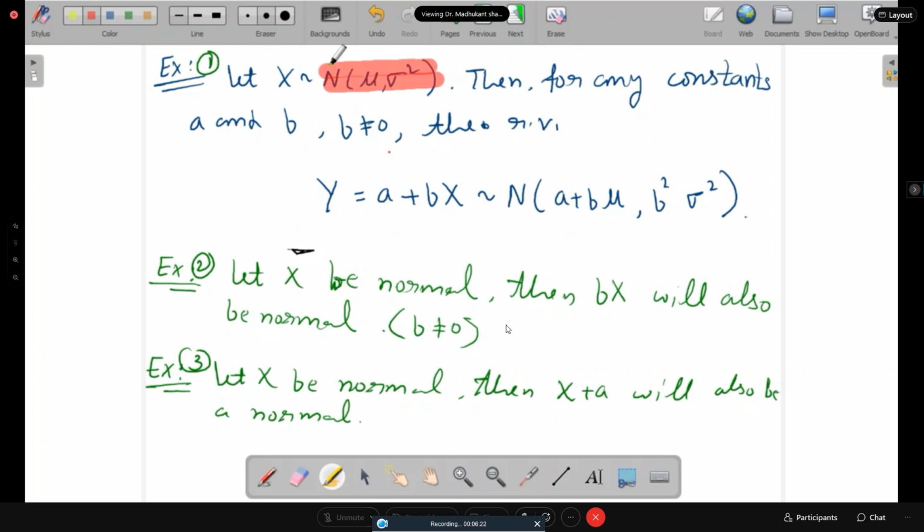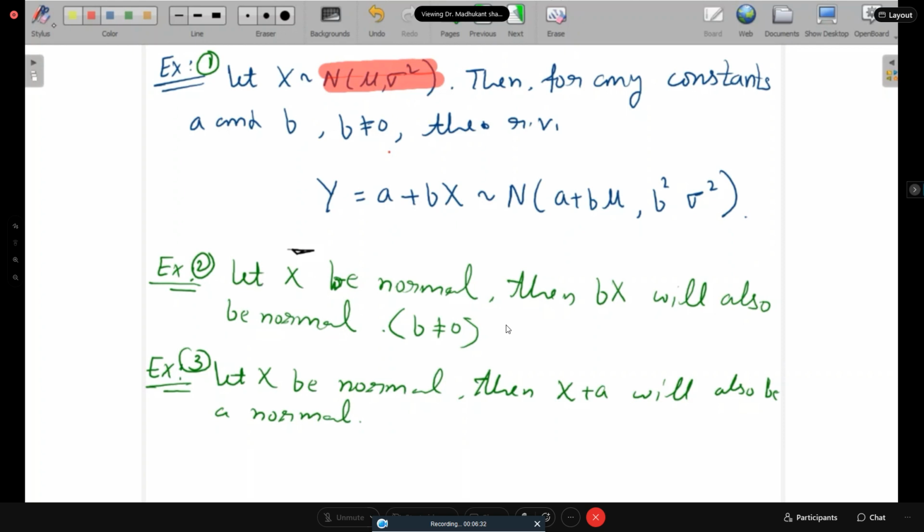Now these exercises. Exercise 1 is the standard one, and exercise 2 and exercise 3 will be corollaries of example 1. What exercise 1 says is that you take any scalar multiple of a normal random variable. Scalar multiple means you are multiplying by a non-zero number. Then that will also be a normal.